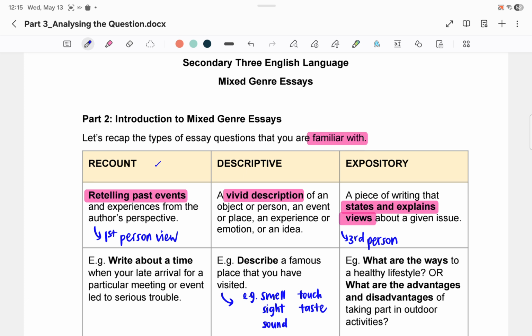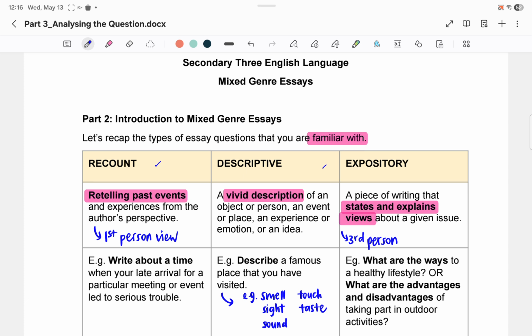The second one would be your descriptive essays, which you learned how to do last year as well. Descriptive essays require you to give a very vivid description of a place, a person, or an experience. It can be a very in-depth description of the topic that you are given. For instance, the example given here is to describe a famous place that you have visited, so you can describe it using your 5 senses. For example, what you smell when you're there. If it's a wet market, how does that place smell? What kind of things do you see at a wet market? What kind of sounds do you hear in the background? What kind of conversations do you hear?